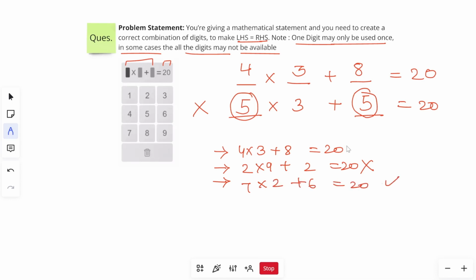This is correct. The first one we saw is correct, this one was wrong. Next one can be 3 into 4 plus 8. 3 into 4 is 12, 12 plus 8 is 20. So this is also correct, and we are using 3 different digits. Next one is 6 into 2, which is 12, and then plus 8. This is also absolutely correct, because here also we are using 3 different digits. None of the digits are repeating. So hope you have understood it.